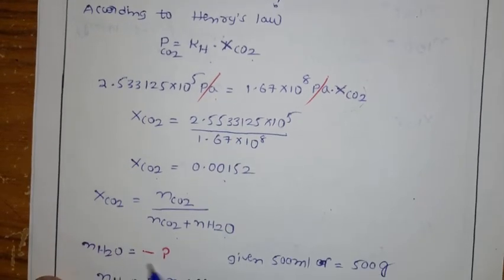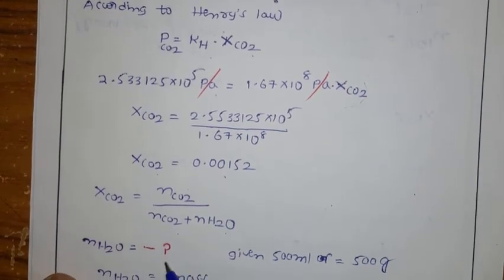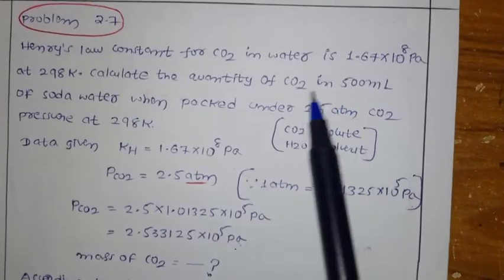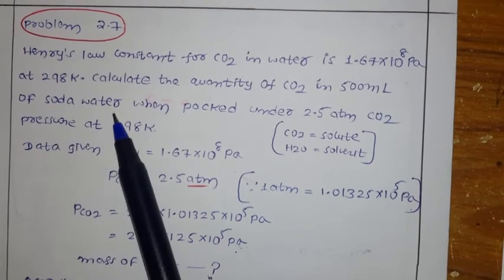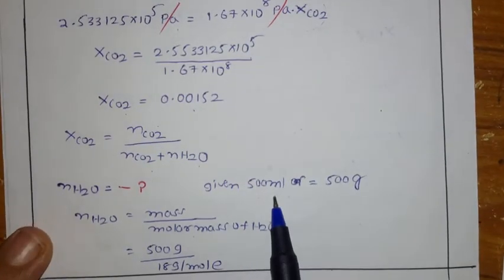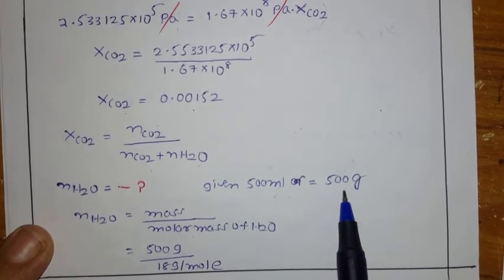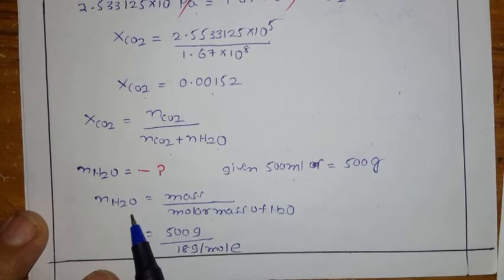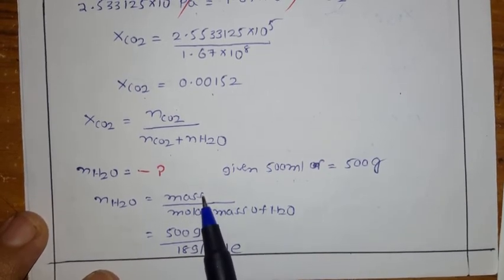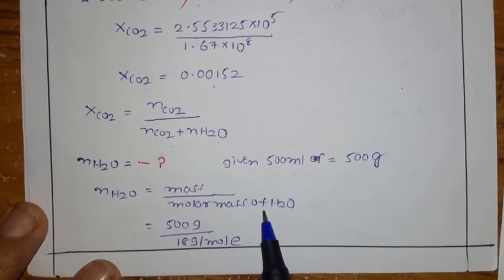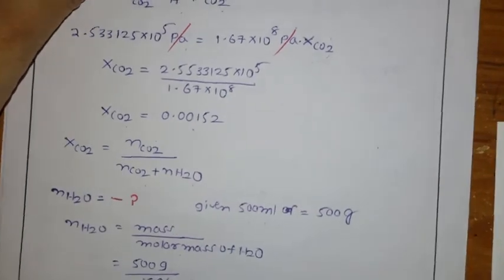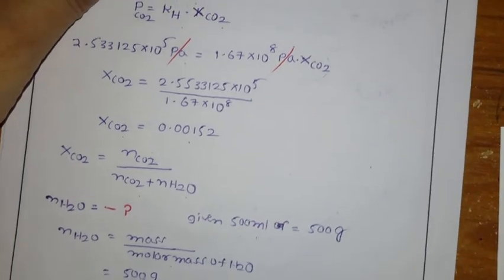Here we don't have the number of moles of water, but 500 ml of water is given. In the question they gave CO2 in 500 ml of soda water, and water is the solvent. As we discussed already, 500 ml means we take 500 grams, because the density of water is 1 gram per ml. The number of moles of water is mass by molar mass. Mass is 500 grams, and the molar mass of water is 18 grams per mole.